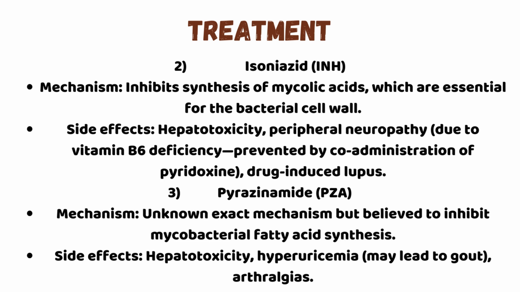3. Pyrazinamide. Pyrazinamide is another important drug in the treatment of active TB, although its exact mechanism of action is not fully understood. It is believed to inhibit mycobacterial fatty acid synthesis, which is critical for bacterial survival. Side effects of PZA include hepatotoxicity, hyperuricemia, which can potentially lead to gout and arthralgias, or joint pain.